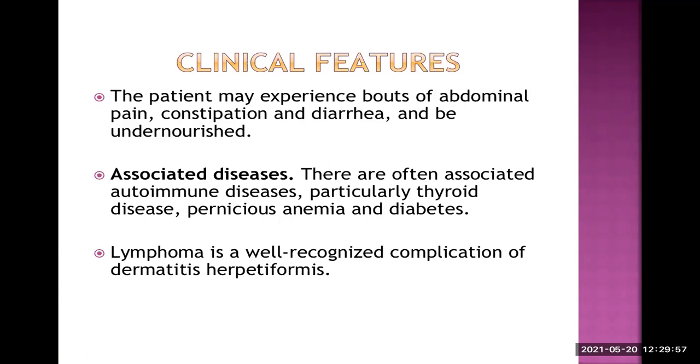Which type of diabetes do we include here? Yes, type 1. Exactly. Always type 1. Type 1 diabetes is strongly considered autoimmune in nature. Lymphoma is a well-recognized complication of dermatitis herpetiformis and celiac disease also. T-cell lymphoma is one of the important complications of celiac disease. So it is a complication of dermatitis herpetiformis also, because they are occurring together.